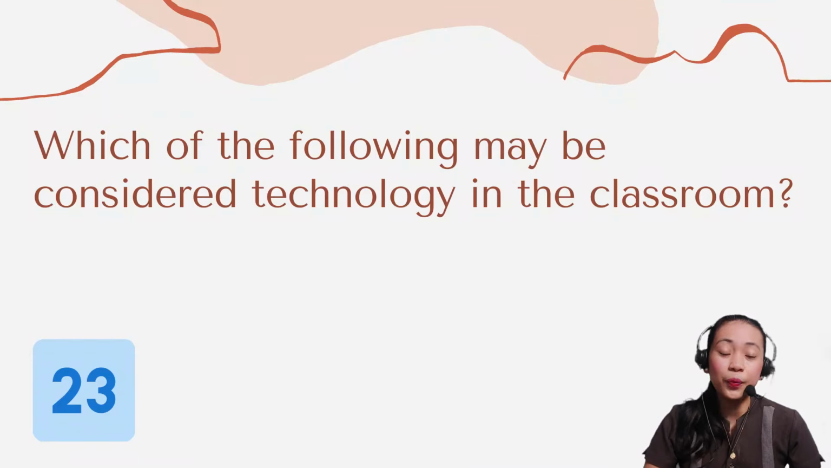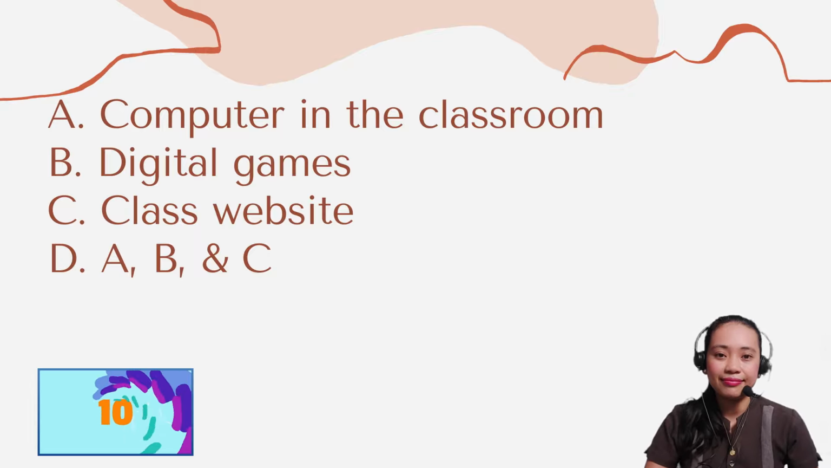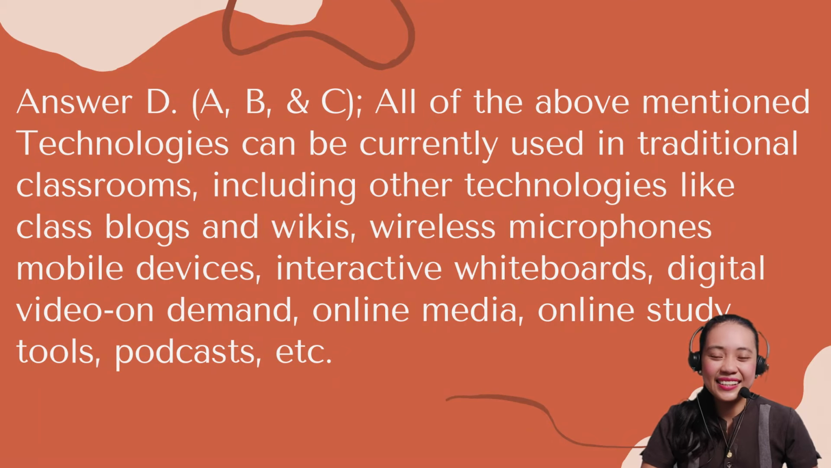Number 23. Which of the following may be considered technology in the classroom? Letter A. Computer in the classroom. Letter B, digital games. Letter C, class website. Or letter D, A, B, and C. The correct answer is letter D, A, B, and C.